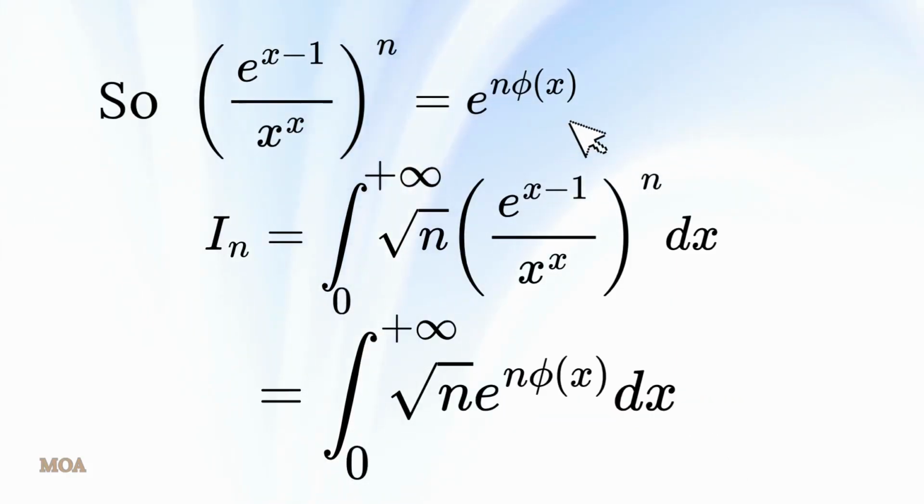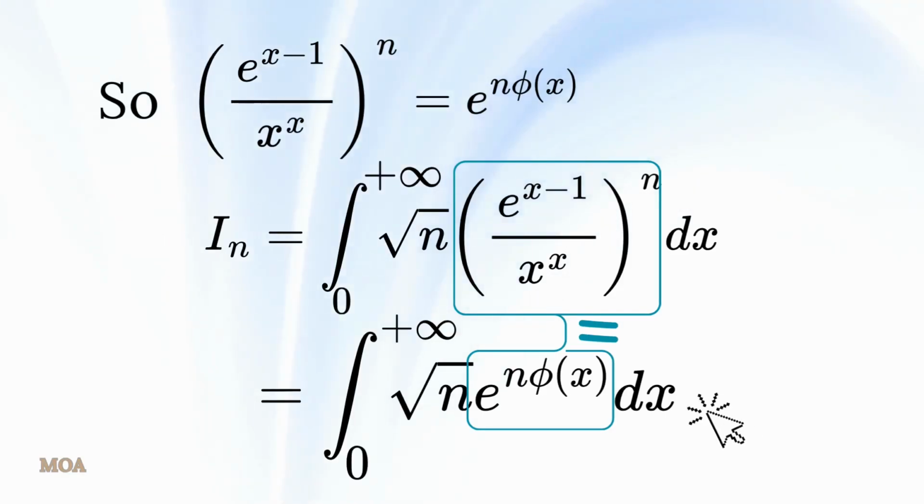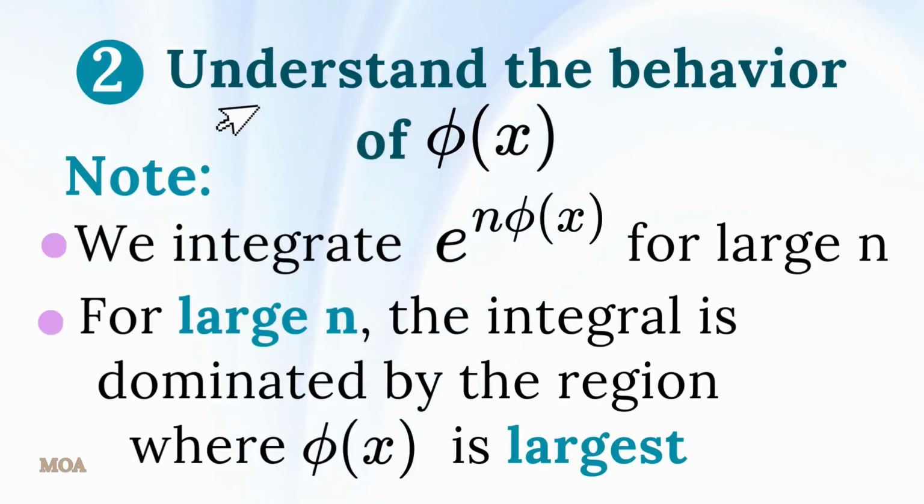So, substituting the expression for the exponential of the quantity (x minus 1) divided by x^x, all raised to the power n, which equals the exponential of n times phi of x, into the formula for the integral denoted I_n, gives us I_n equals the integral from 0 to infinity of the square root of n times the exponential of n times phi of x dx. Now, to apply Laplace's method, let us understand the behavior of the phase function, denoted phi of x.